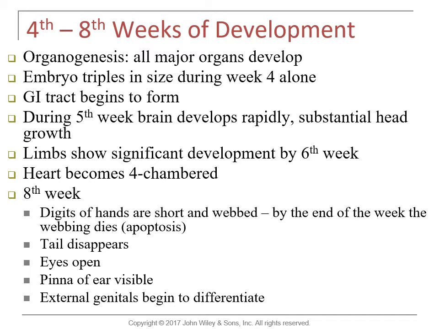So by the end of the 8th week, all regions of the limbs are apparent, and the digits are distinct and no longer webbed due to removal of cells via apoptosis. Apoptosis is programmed cell death. Also, the eyelids come together and may fuse, the tail disappears, and the external genitals begin to differentiate. So now the embryo has clearly human characteristics.